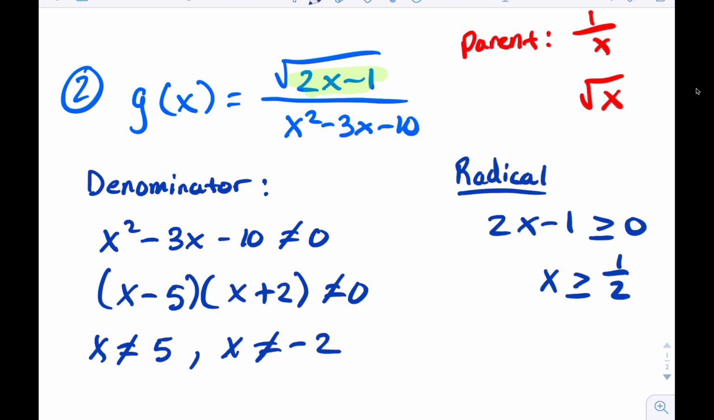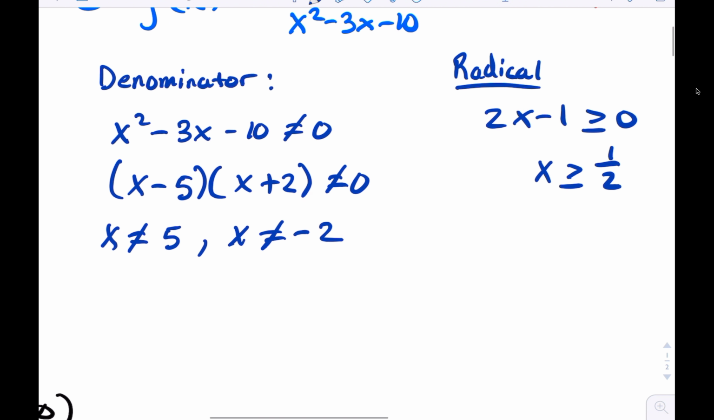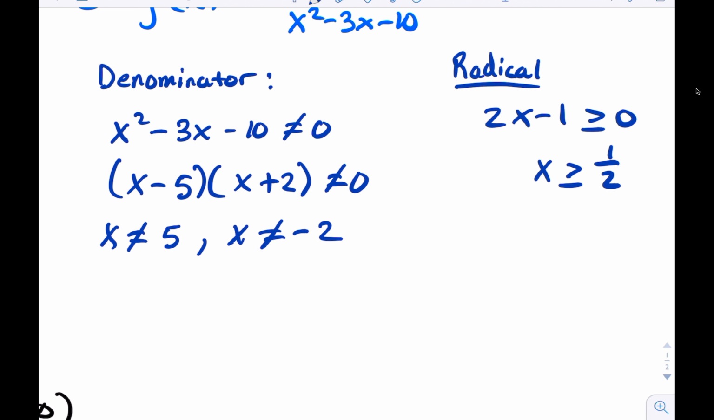All right. So now what we have to do is look at both of the answers that we got and put them together. From the denominator, it says that I can't use 5 or negative 2. And then from the radical, it says that all my numbers have to be bigger than 1/2. So if all my numbers have to be bigger than 1/2, x can't be negative 2 isn't going to show up, because negative 2 is less than 1/2. So I can actually not even concern myself with that one. I just have to be worried about x is greater than or equal to 1/2, and x can't be 5.